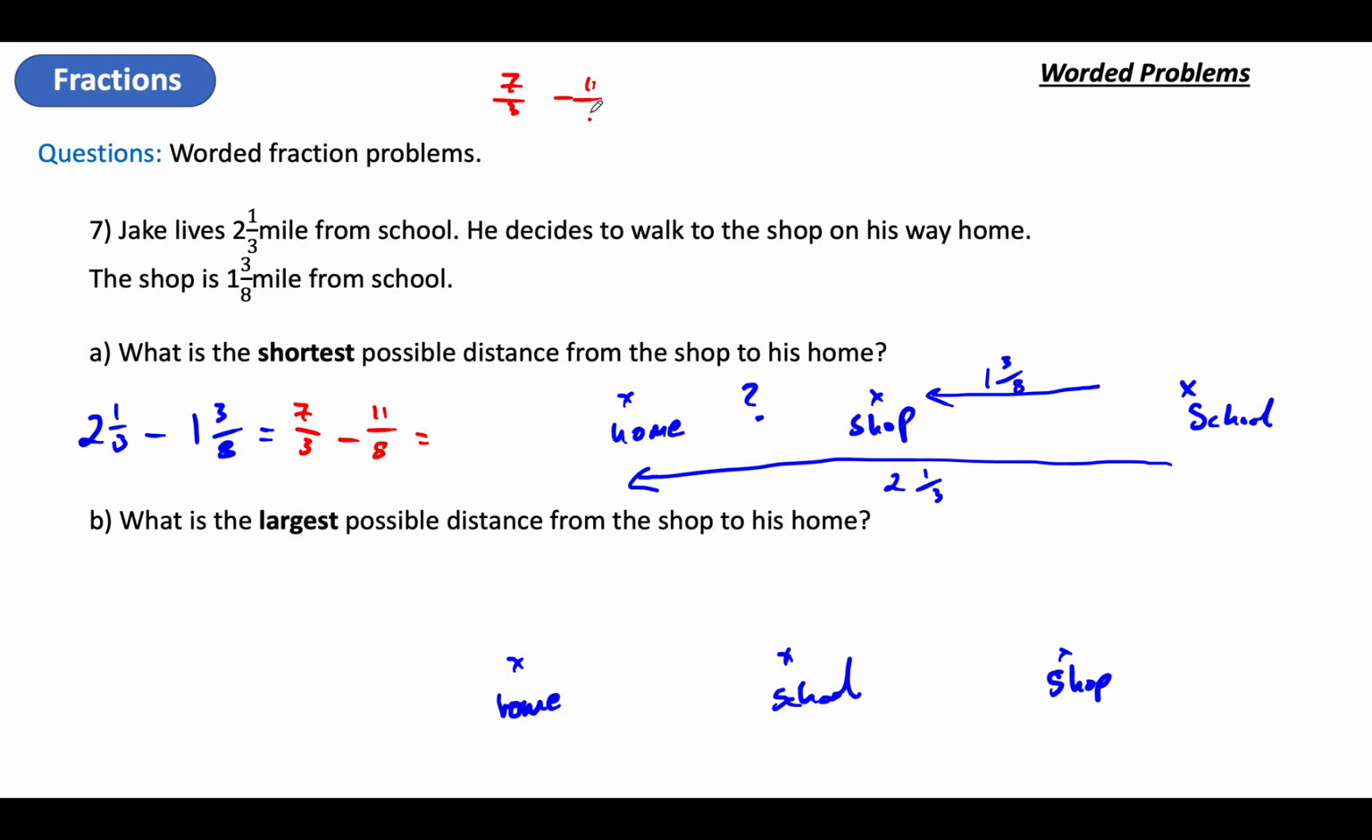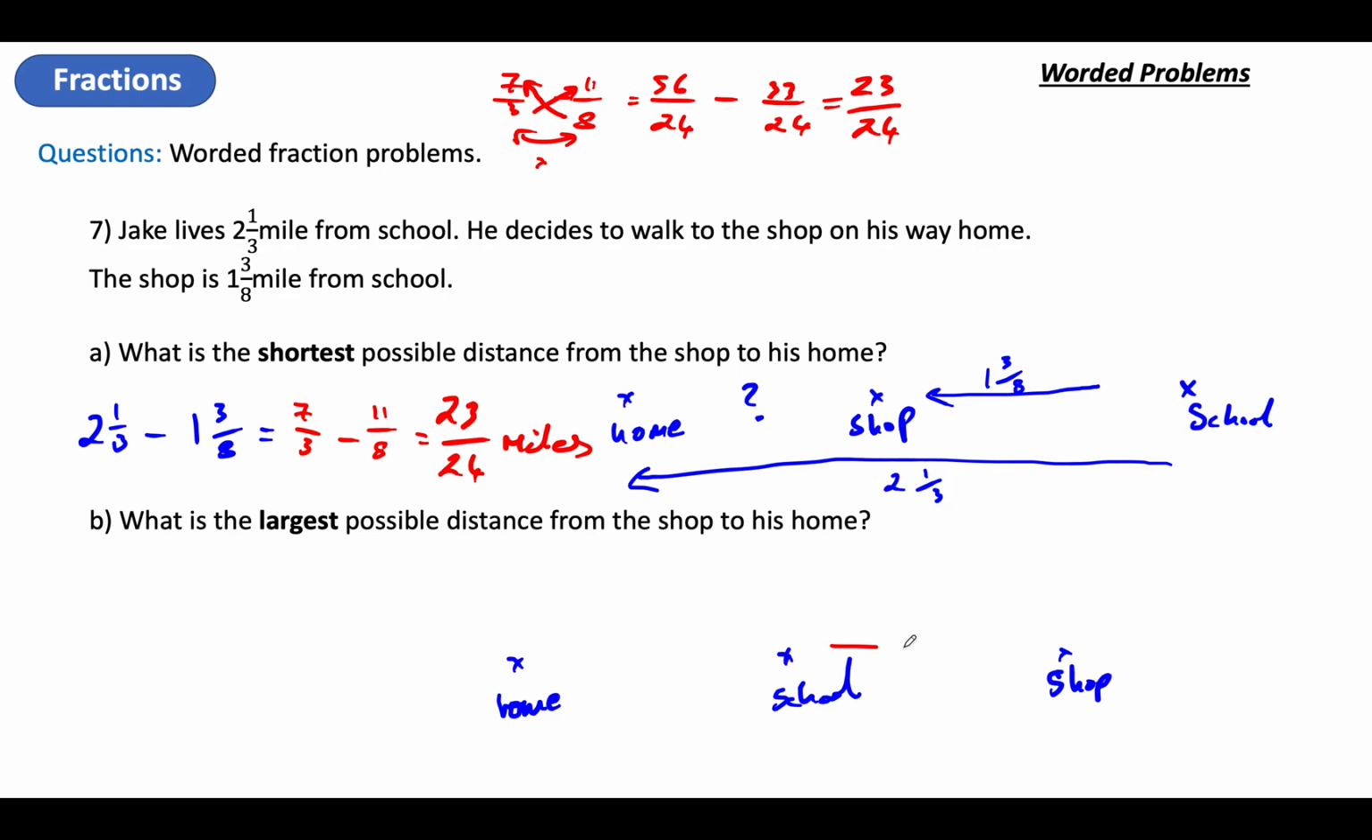Take away 11/8. Well, first things first, let's find some equivalent fractions. So let's multiply together the bottoms. So that's 24. Then cross multiply. So 8 times the 7 is 56. And 3 times the 11 is 33. Well done if you got that far. 56 take away 33 leaves 23 out of 24. And that can't be simplified. So that is my answer. 23 out of 24 miles. So less than a mile, just under a mile home.